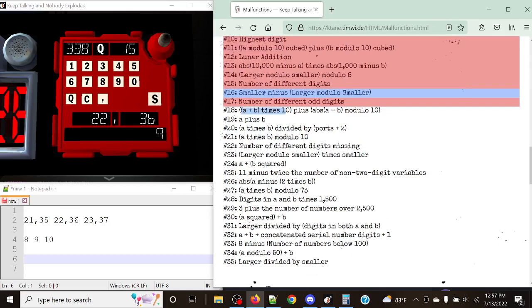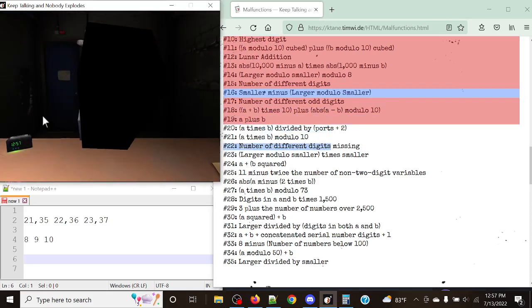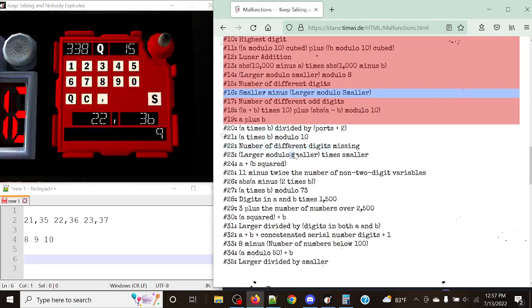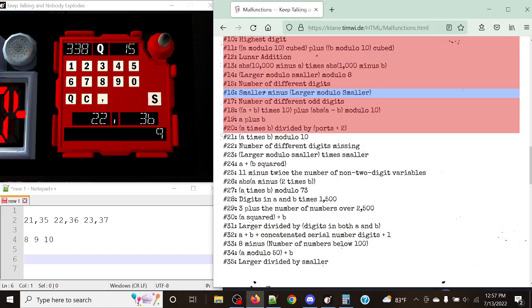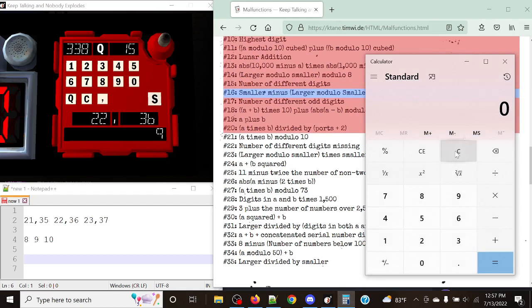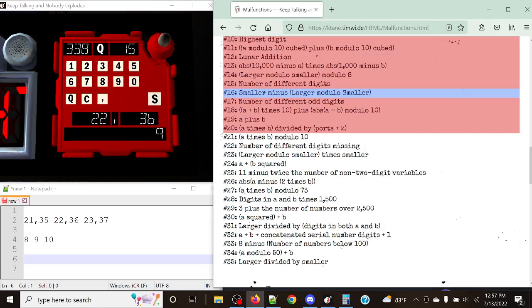Then we have A plus B times 10 plus, well, that's already not going to work. We can get rid of this. A plus B, not going to work. A times B divided by 2. So 22 times 36, I can already tell it's going to be greater than that, so we can get rid of this option. A times B modulo 10. So 22 times 36, 792. Let's try the other options. 21 times 35. Okay, not possible. And then 23 times 37 is going to be 851. Not possible for either of those.